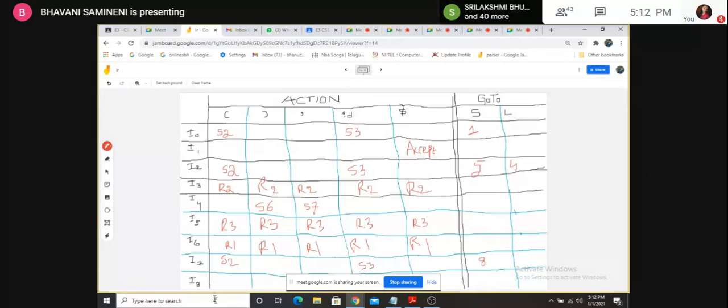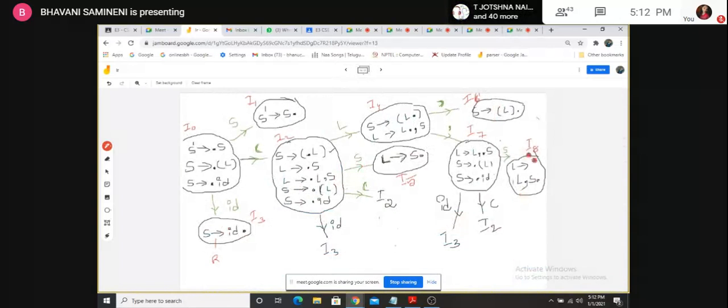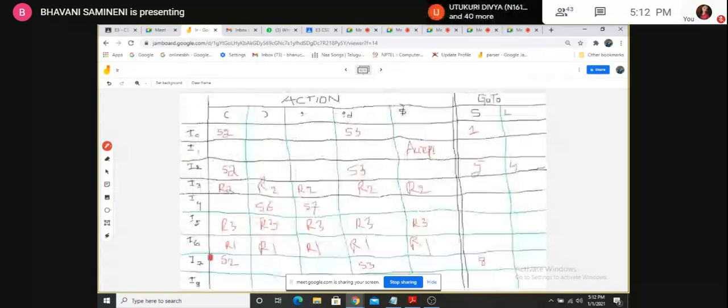Okay, so next I8. What is I8? I think I8 is also a reduce item, right? A final item. So you have to place it. This is the L production, and this can be, I think, the fourth production, right? So you have to enter R4. We have four productions here. R1, R2, R3 are done. Now we have to place R4 corresponding to I8. R4, R4.